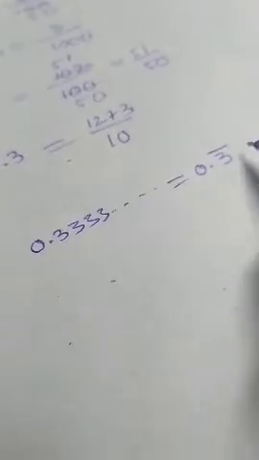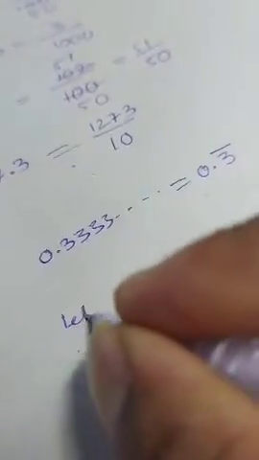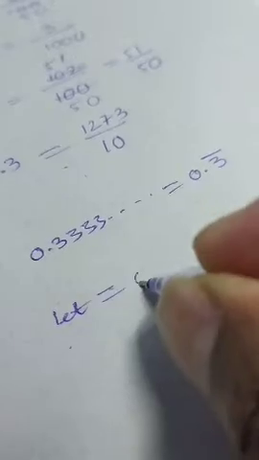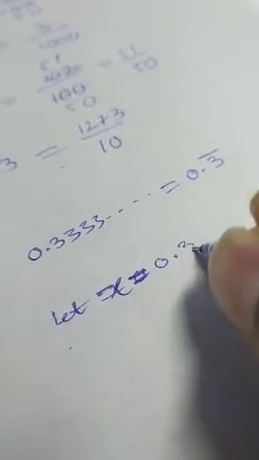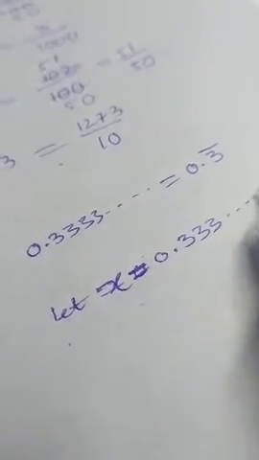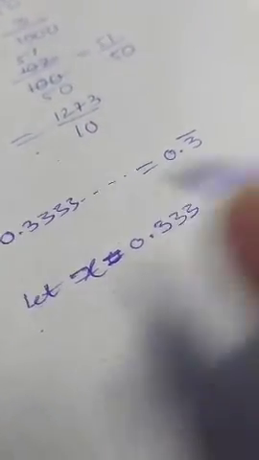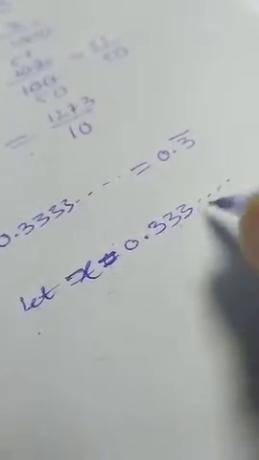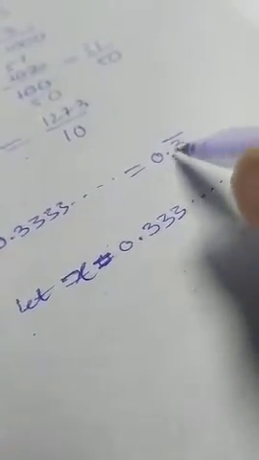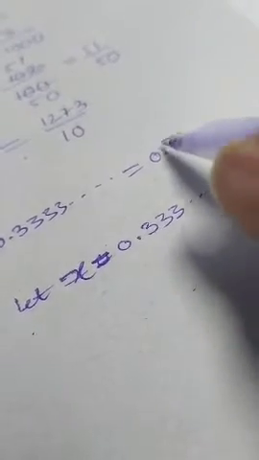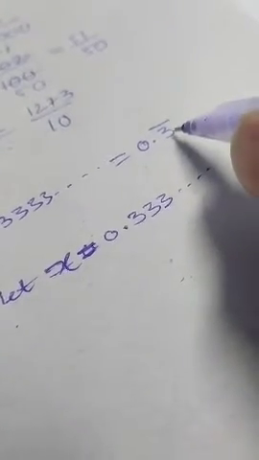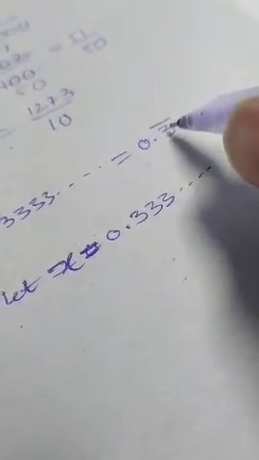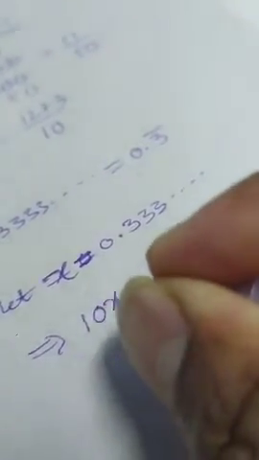To convert non-terminating and recurring decimals into fractions, first you should take this number as x. Let x equal 0.333 and so on. Which number is recurring? One number, that is 3. How many numbers are we getting again and again? Only one number, that is 3. So only one number is recurring, then multiply this equation on both sides with 10.